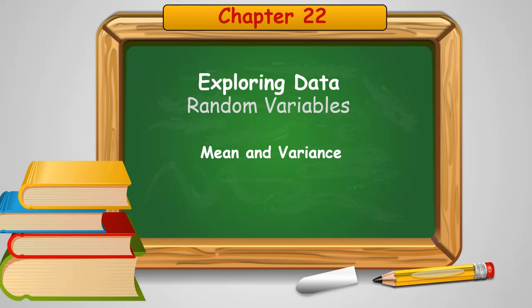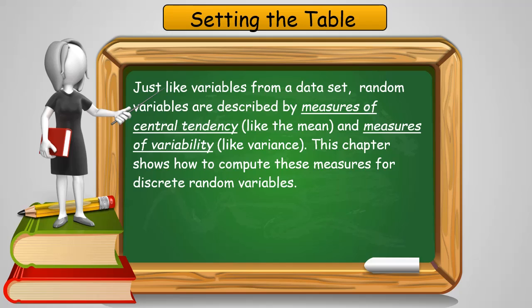In this chapter we're going to cover the mean and variance, the measures of central tendency for random variables. Just like variables from a data set, random variables are described by the measures of central tendency, the mean, and the variability, the variance. In this chapter, we're going to discuss how to compute these measures with discrete random variables.